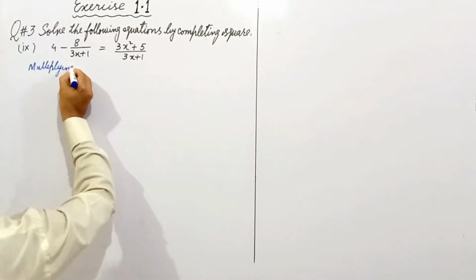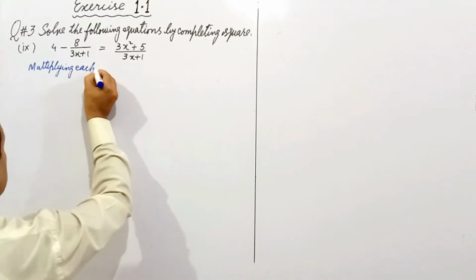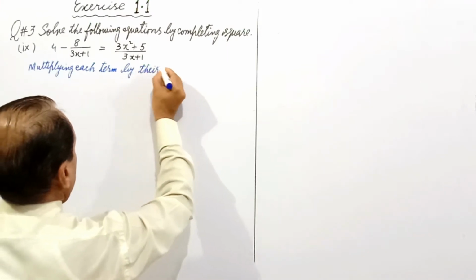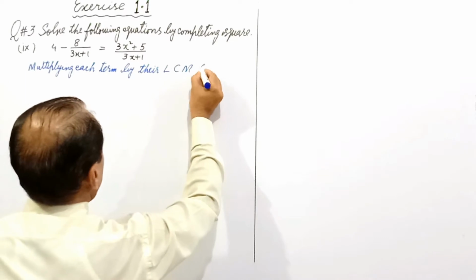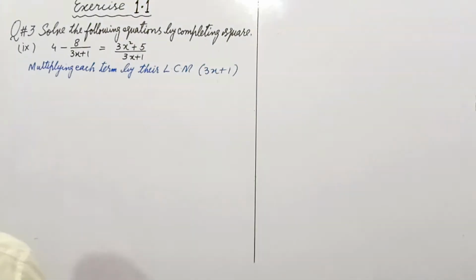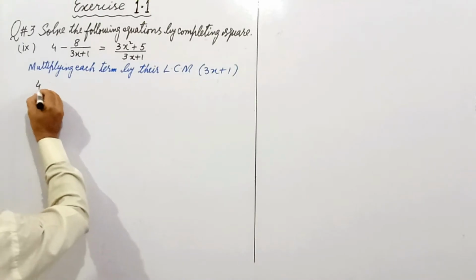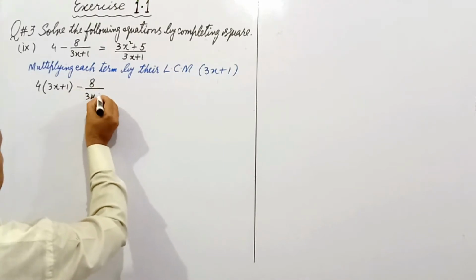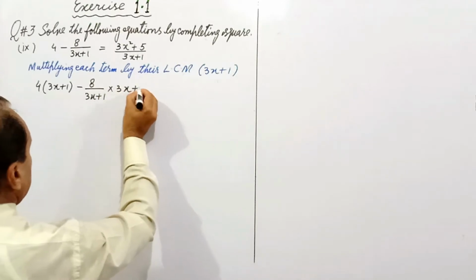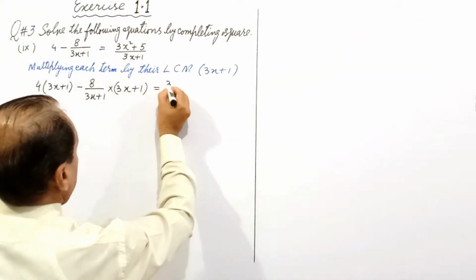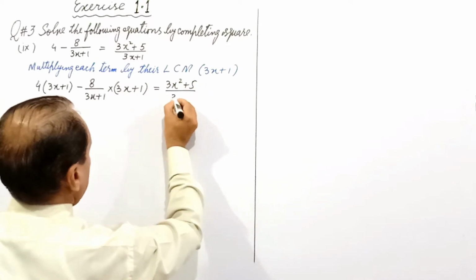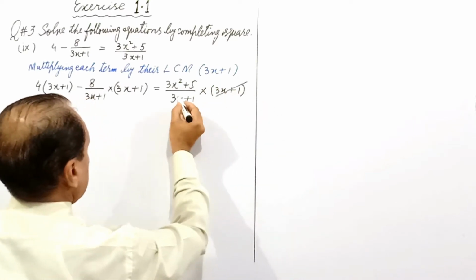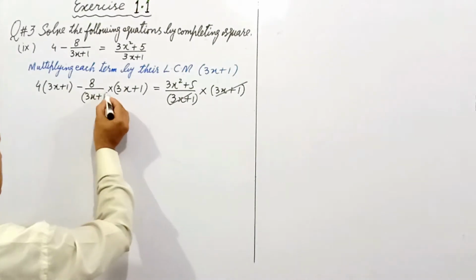So multiplying each term by their LCM 3x plus 1, we have 4 into 3x plus 1 minus 8 over 3x plus 1 into 3x plus 1 is equal to 3x square plus 5 over 3x plus 1 multiply 3x plus 1. 3x plus 1 is cancelled in both of these cases.